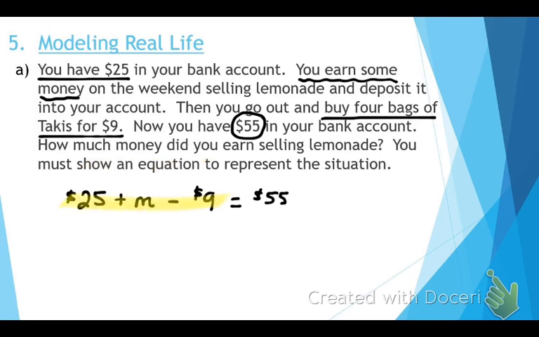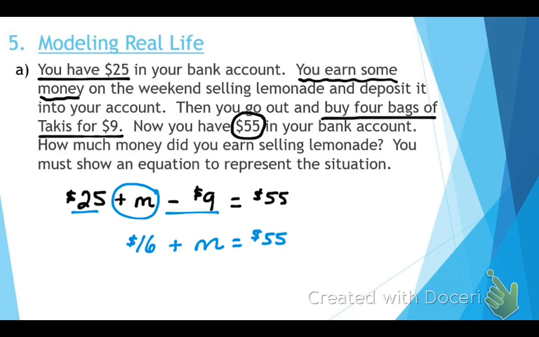Is there anything I can combine on the left side? Yes. What can I combine? The constants. Okay, I've got $25 and I have negative $9. Then this M is here all by itself. So class, what is $25 minus $9? $16. Then I also need to bring down plus M equals $55. Am I done?